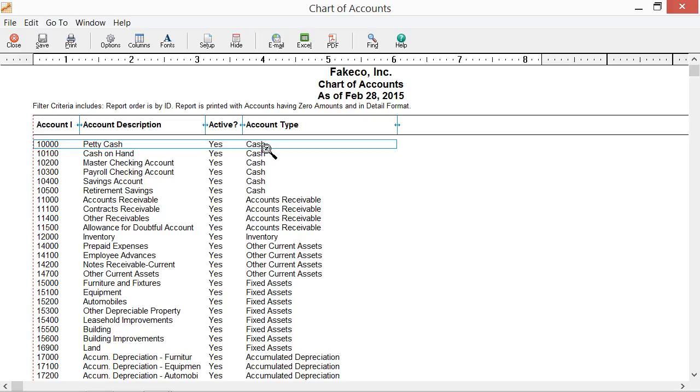Sage 50 provides three types of current asset accounts for you to use as you create the asset accounts for your company. First, there's cash, which tracks each cash-based bank account as well as petty cash. You also have accounts receivable, which tracks money owed to your business. You also have the general other current assets account to track current assets that are going to be converted into cash or used up within a year, but which are neither accounts receivable nor cash.